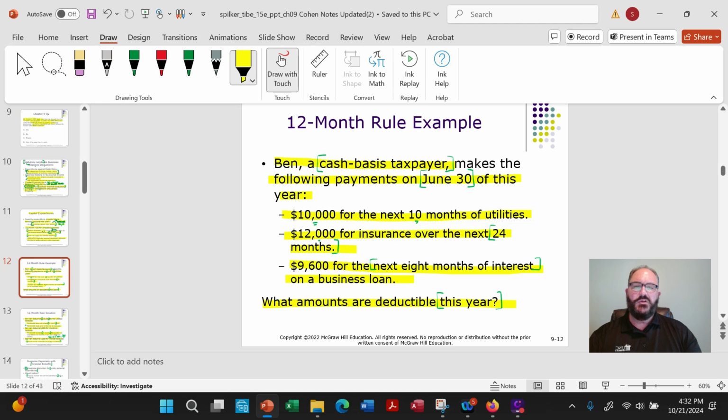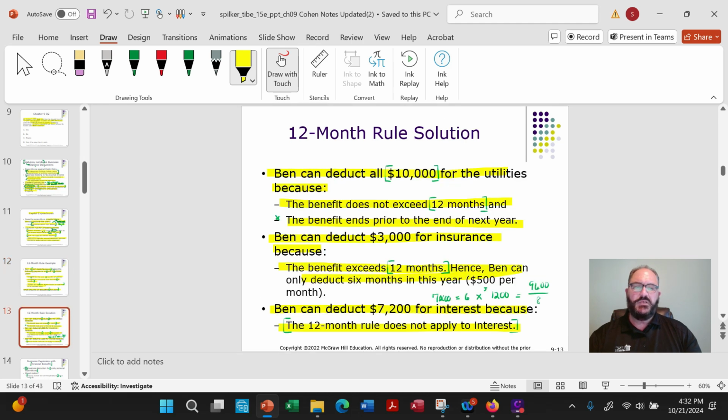So if you look back here, how much did he have on interest? $9,600 for 8 months, and he has 6 months, so he can deduct $7,200.